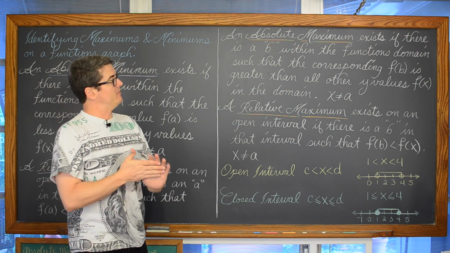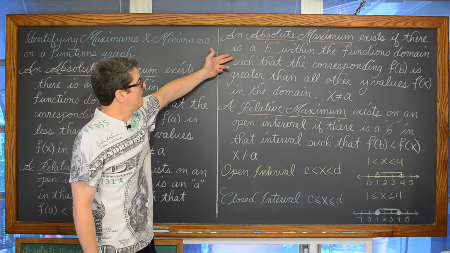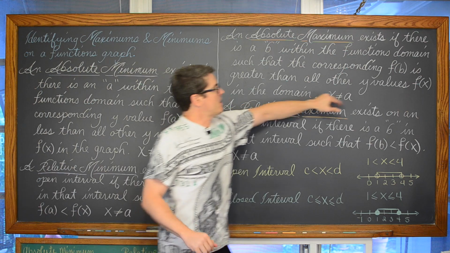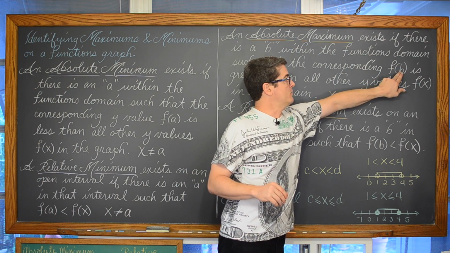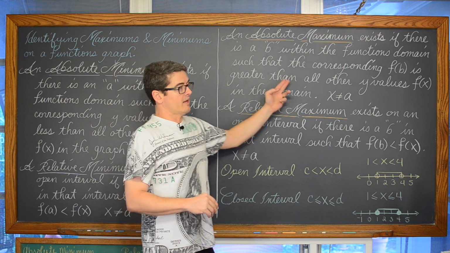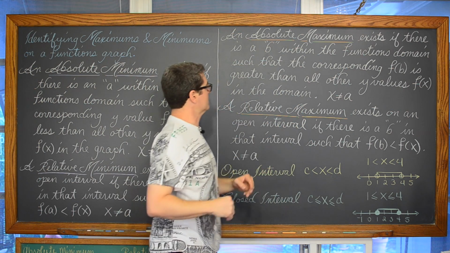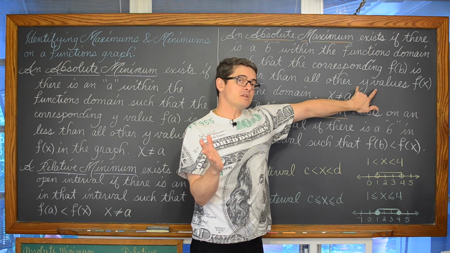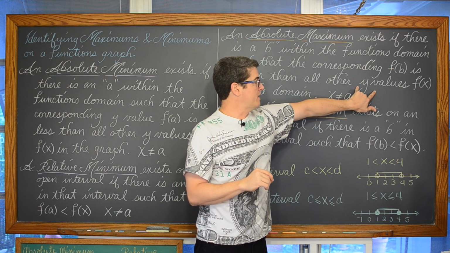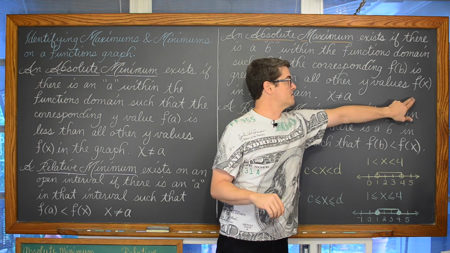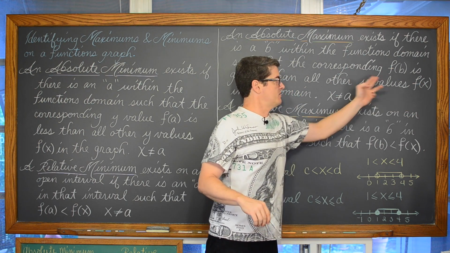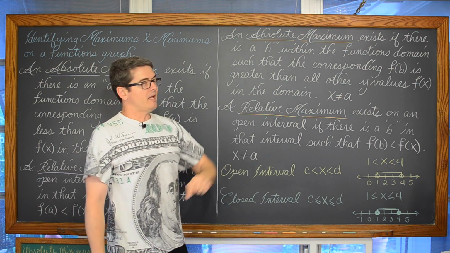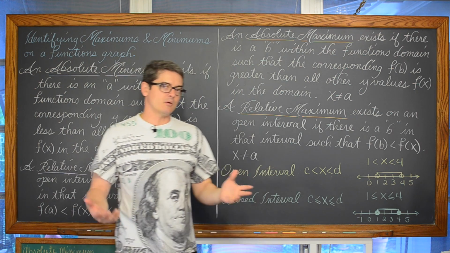An absolute maximum exists if there is a b within a function's domain, within all the possible x values, such that the corresponding f of b, the y value that you get when you plug in b, is greater than, right? We're talking about a maximum value and then the graph starts to fall again. Greater than all the other y values, f of x. And if you really understand function notation, I'm being a little bit redundant in how I'm writing this sentence, because you should know that f of x is a y. But I'm telling you twice basically in the same sentence that, hey, that means y. In the domain where, again, x is not equal to a, because then that would be the same point.